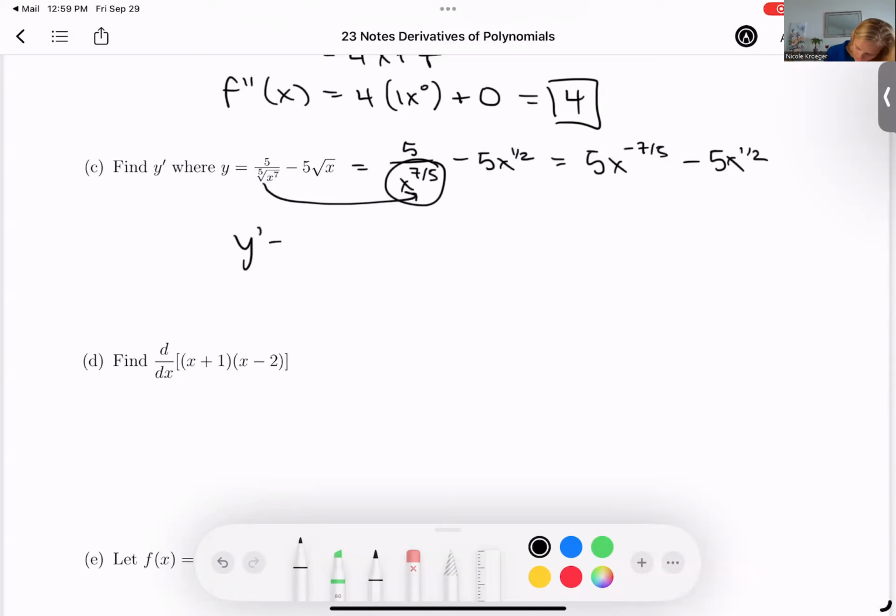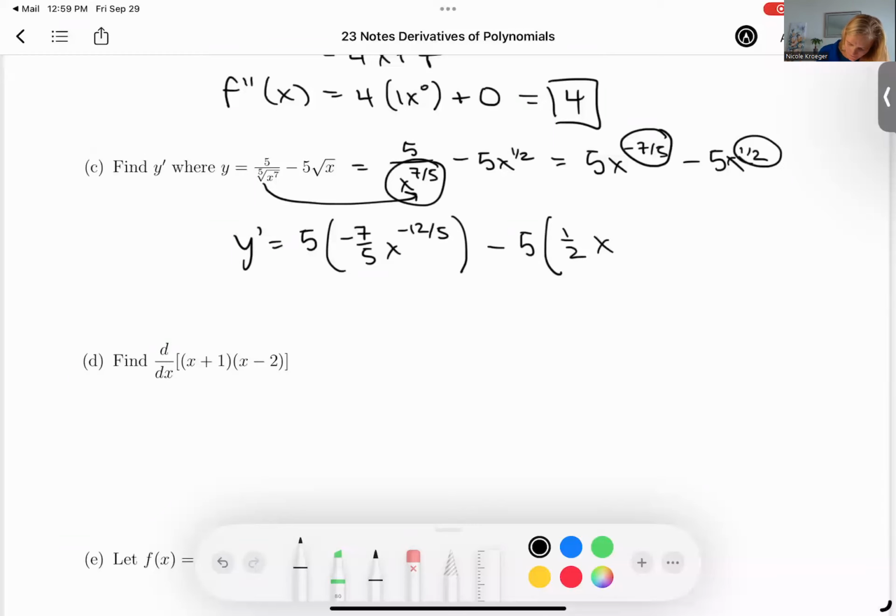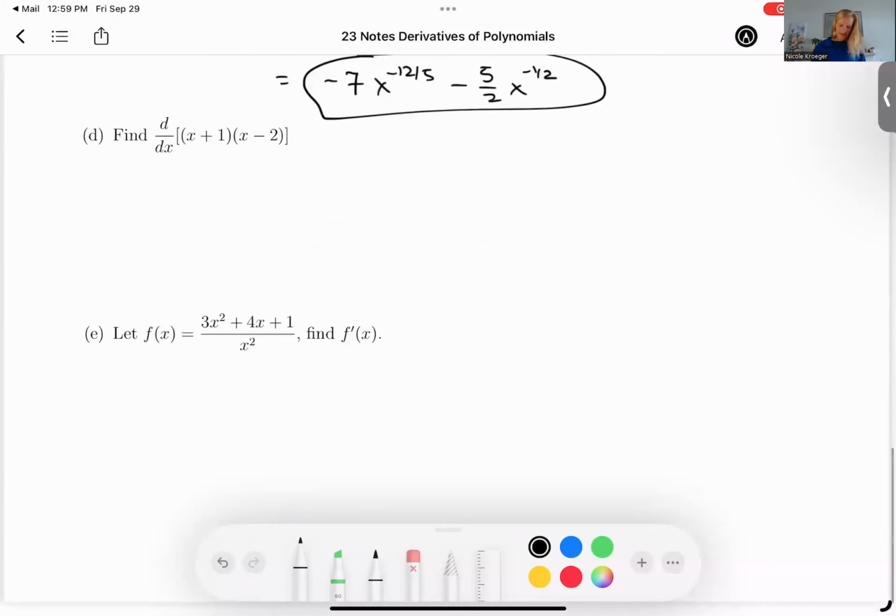When I take the derivative, I'm going to get 5 times negative 7/5 x. I have to subtract 1 from this. So what's that going to give me? 7, 8, 9, 10, 11, 12. Okay, negative 12/5. Sorry to do that calculation on my hand. And then I'm going to have minus 5 times, I'll bring the 1/2 down, x. I have to subtract 1 from this. That will give me negative 1/2. Okay. So if we multiply this out, those cancel out. So we're going to have negative 7x to the negative 12/5 minus 5/2 x to the negative 1/2. Okay. We're going to do 2 quick examples here before we finish up.